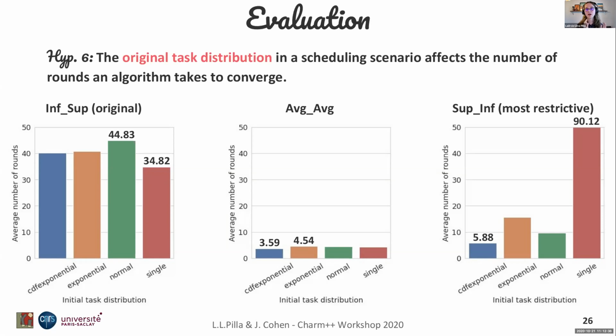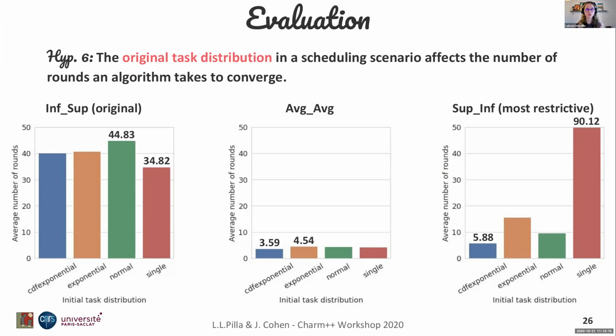What we have here are 3 figures, each figure for one variation of the selfish algorithm. On the left we have the original, in the middle the average, and on the right the most restrictive variation of the algorithm. In each figure we have on the y-axis the average number of rounds it takes to converge for that algorithm, and each bar is a different initial kind of distribution. For instance, exponential covers the 10 different exponential initial distributions for different numbers of resources and numbers of tasks. And we see some interesting results here.